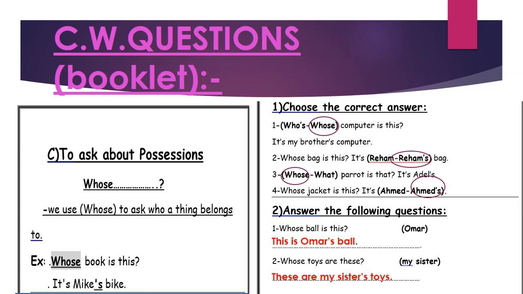Question number 2. Answer the following questions. Whose ball is this? And he wants me to use the word Omar in the answer. So the answer will be, this is Omar's ball. Number 2, whose toys are these? He wants me to put my sister inside my answer. So the answer will be, these are my sister's toys. So I put apostrophe s after my sister to show that the toys belong to her.